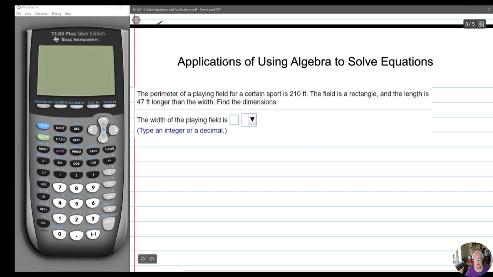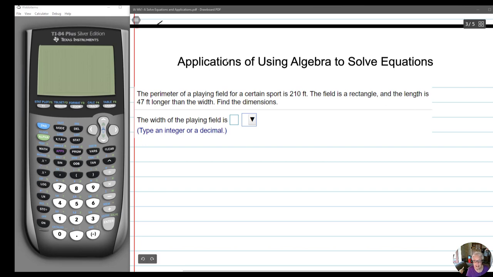Well, they're used for problems like this. The perimeter of a playing field for a certain sport is 210 feet. The field is a rectangle, and the length is 47 feet longer than the width. Find the dimensions. All right, let's translate this.